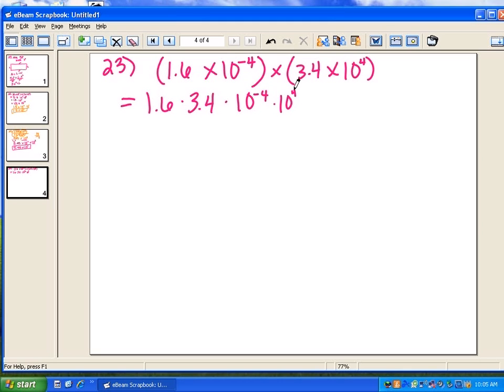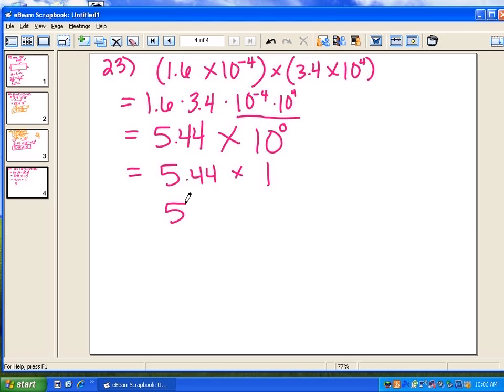Okay? So if I plug 1.6 times 3.4 into a calculator, what do I get? I got 5.44. 5.44 times, and if my bases are the same and I'm multiplying, what do I do to my exponents? I add them, and negative 4 plus positive 4 is 0. And 10 to the 0 power is really a 1. So 5.44 times 1, which is 5.44.